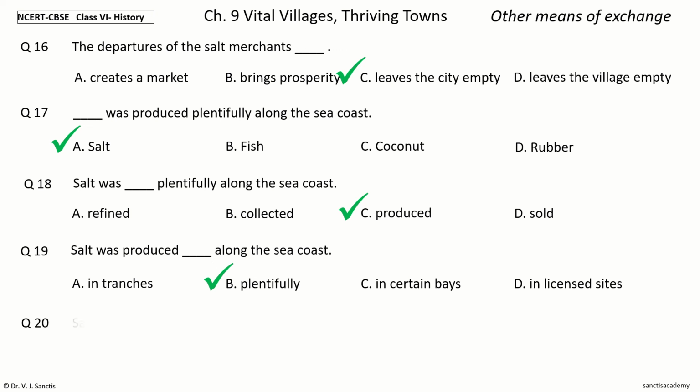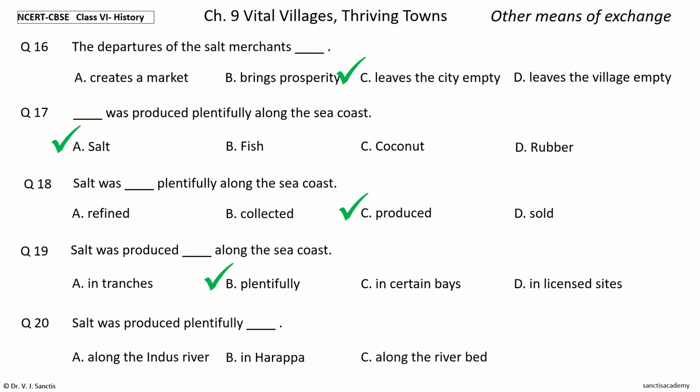Question 20. Salt was produced plentifully dash. The options are along the Indus River, in Harappa, along the riverbed, along the sea coast. Your time to choose. And the answer is along the sea coast. So, salt was produced plentifully along the sea coast.